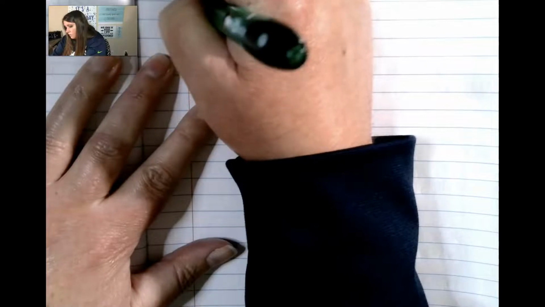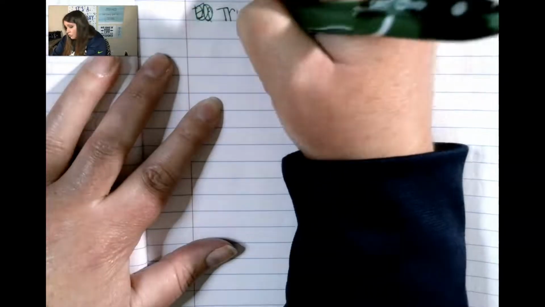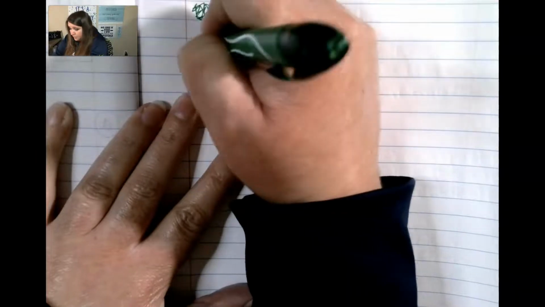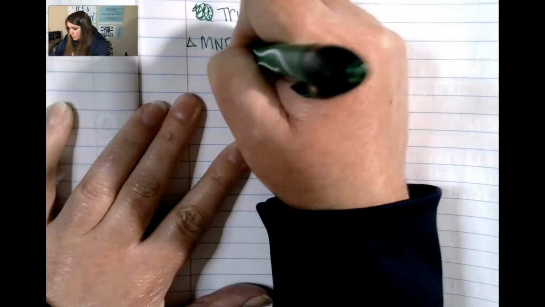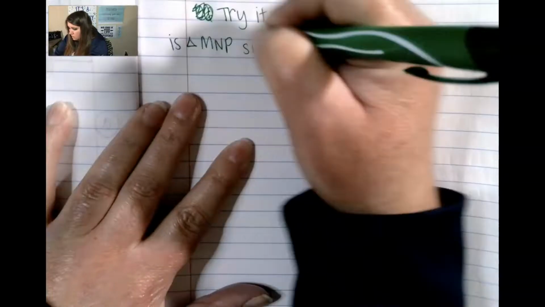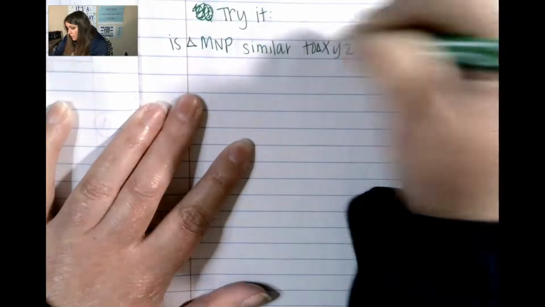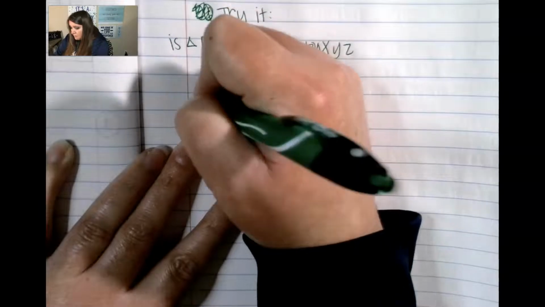Okay, it is your turn now for a try it. So I'm going to go ahead and give you a try it. Oops, no, we'll answer that in a minute. Okay, so try it. I was trying to have you answer your essential question already. Okay, the try it for today is to determine whether or not triangle MNP and XYZ are similar. So we want to know, is triangle MNP similar to XYZ? Triangle XYZ.